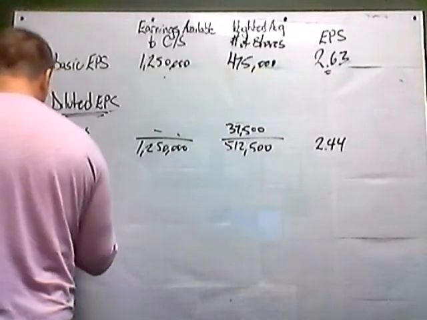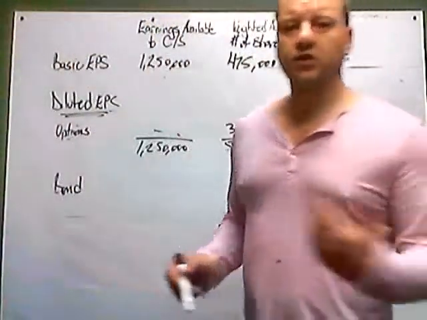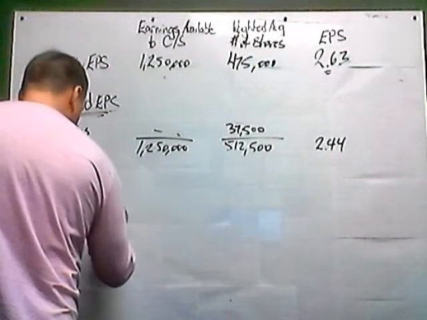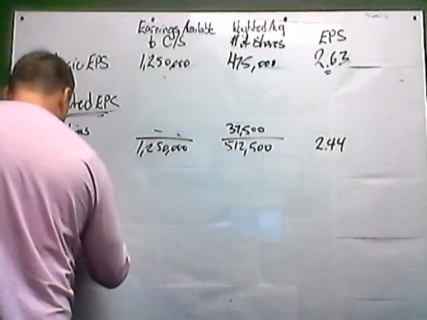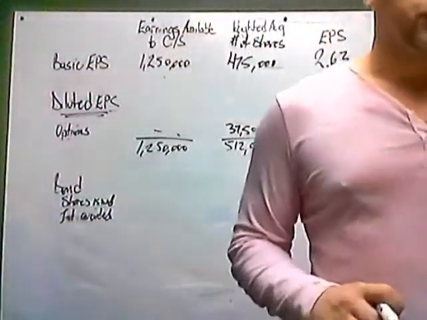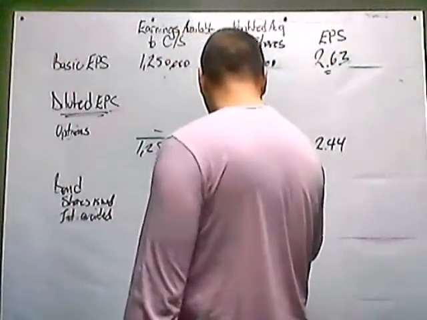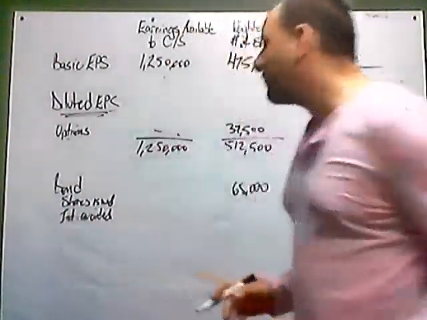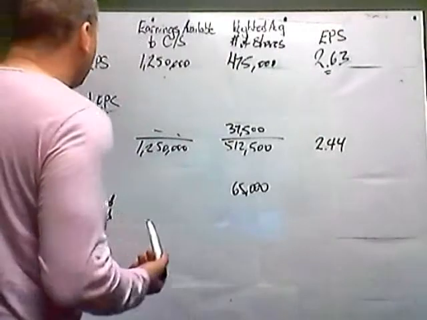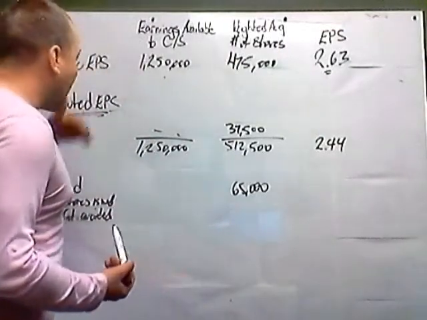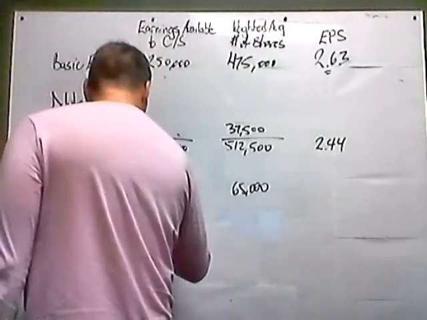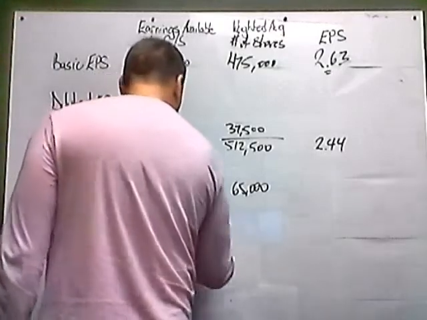Now we'll go into the bonds. We'll have our shares issued and our interest avoided. The shares that we're going to issue would be 65,000 shares. But we have a savings, we don't have to pay out interest of 37,500. So since we have a savings, we're going to add that savings to the earnings available to the common shareholder. Remember, that's after tax.